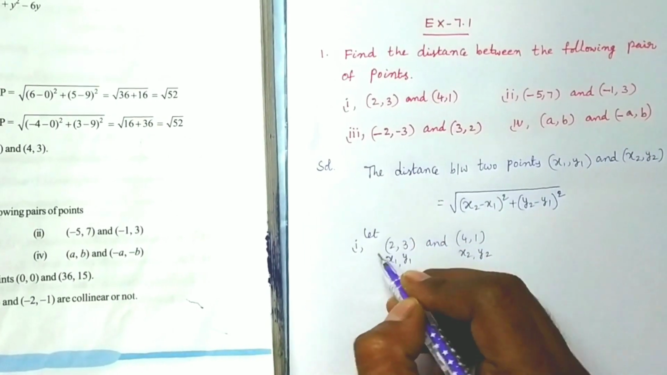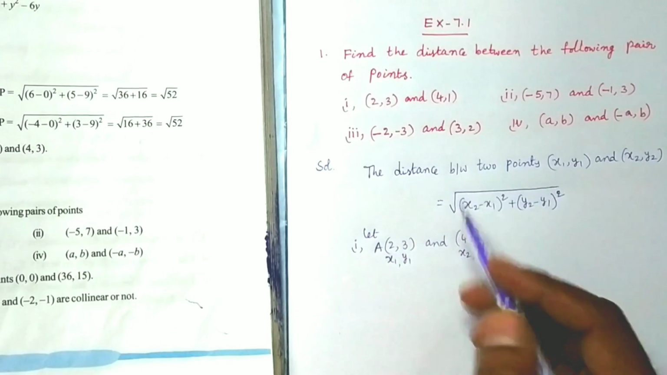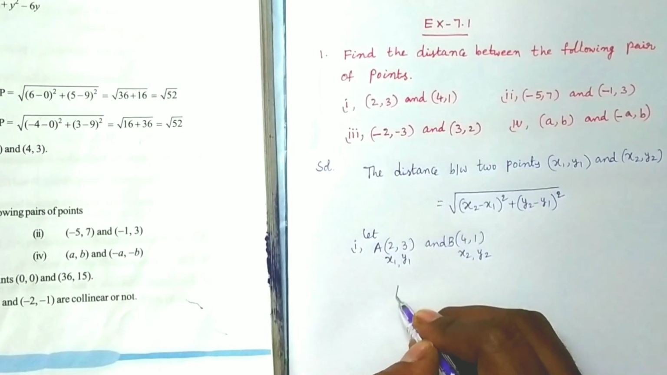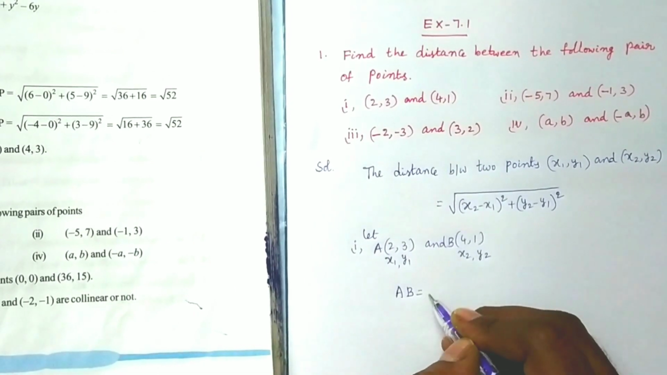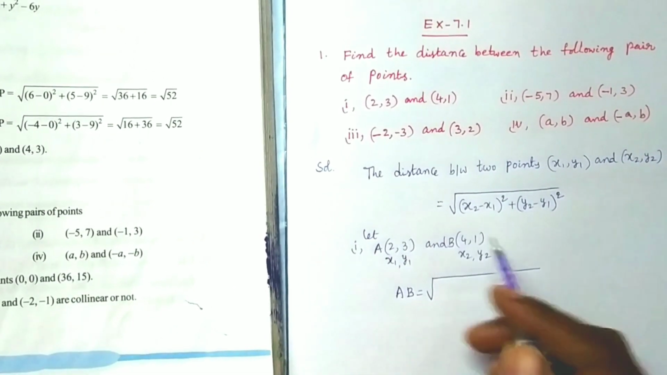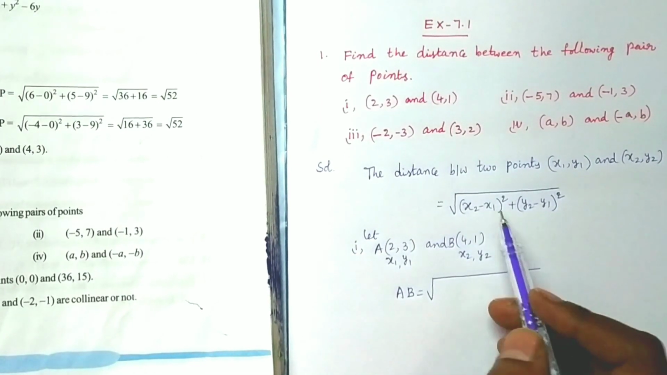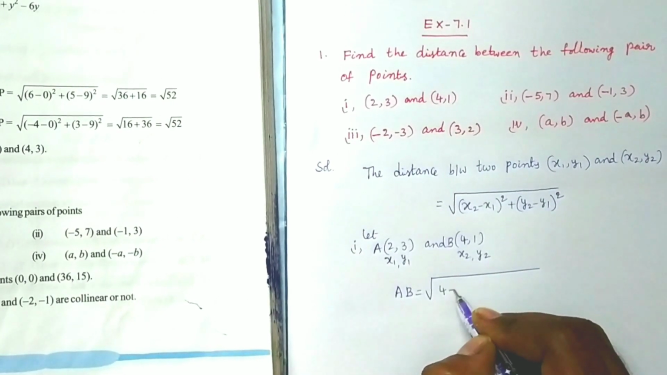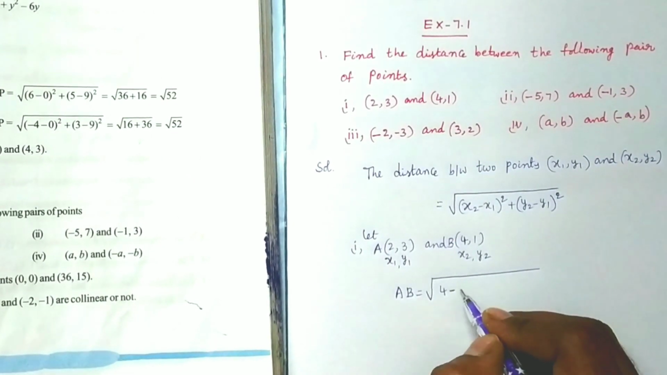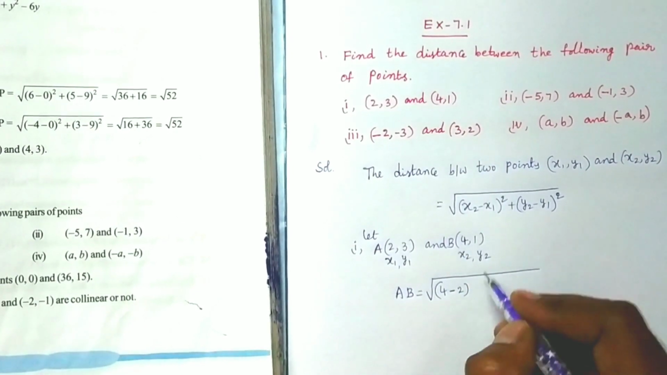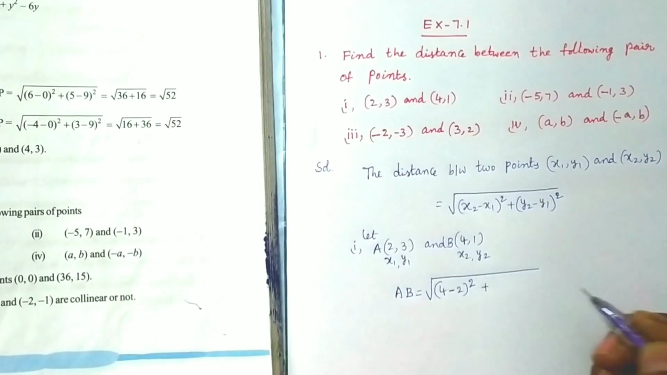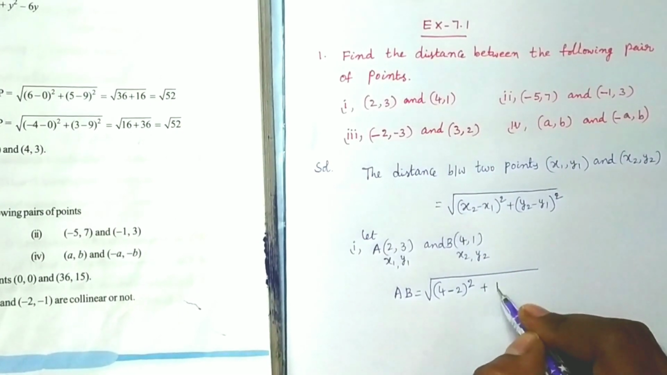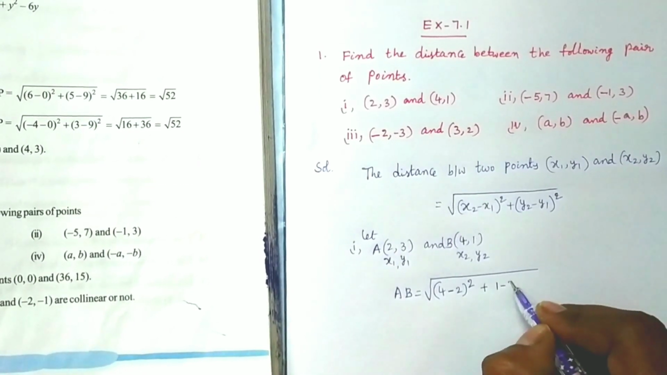Let A as (2, 3) and B as (4, 1). Then the distance between 2 points AB is equal to square root of, substitute in this formula, x2 minus x1. So what is x2 here? 4. So 4 minus, what is x1? 2. (4 minus 2) whole square plus (y2 minus y1) whole square. That means what is y2? (1 minus 3) whole square.